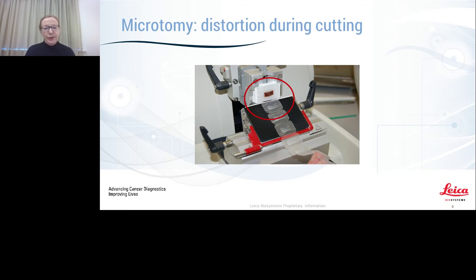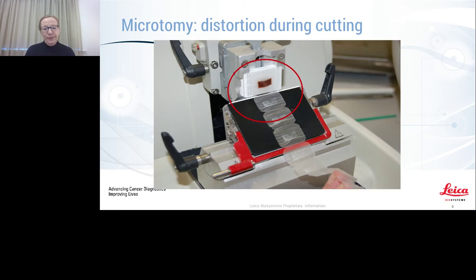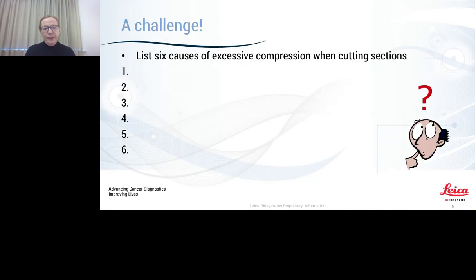So distortion during cutting is often an issue. So think of different causes of excessive compression when cutting tissue sections. You might think it is all to do with the blade, but there's actually a number of different causes here.